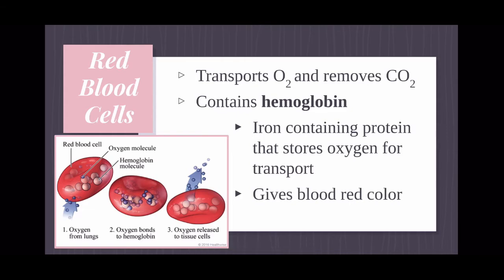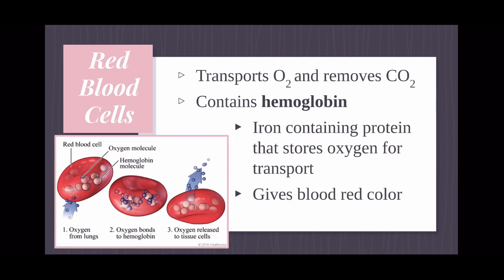Next, we have the red blood cells. The function of your red blood cells is to transport oxygen to the cells in your body and also to remove carbon dioxide. So the reason why when you're running, right, your muscles are able to continue to contract and relax and use up energy is because your red blood cells are constantly delivering oxygen to them, which allows them then to use ATP to get energy.